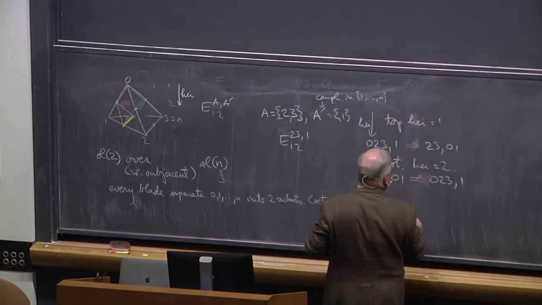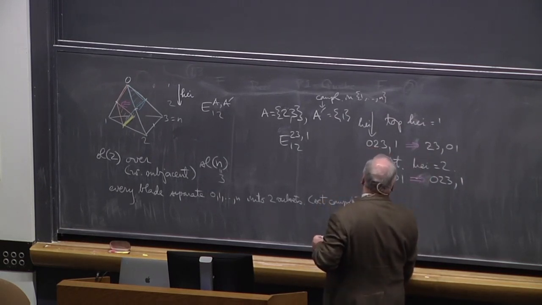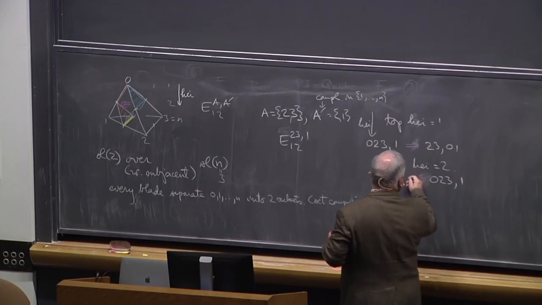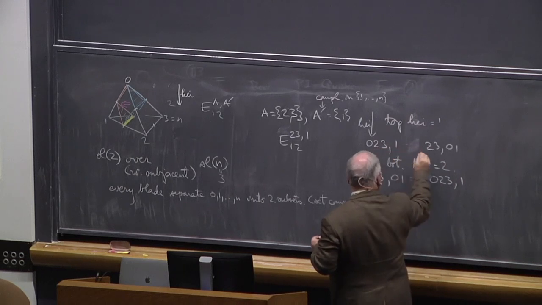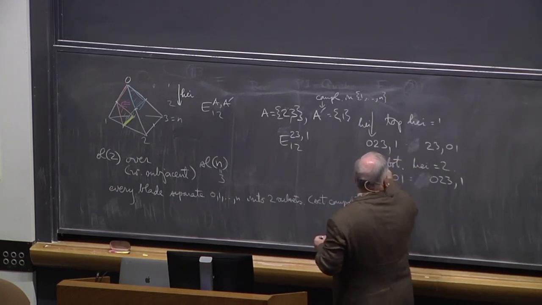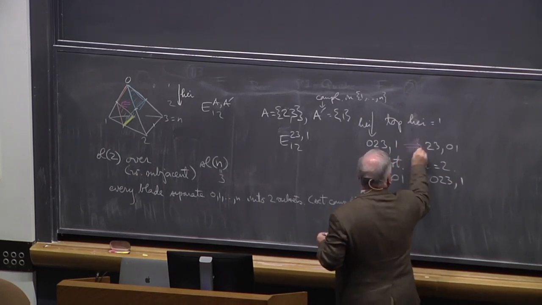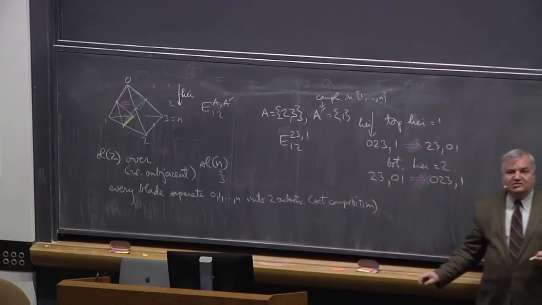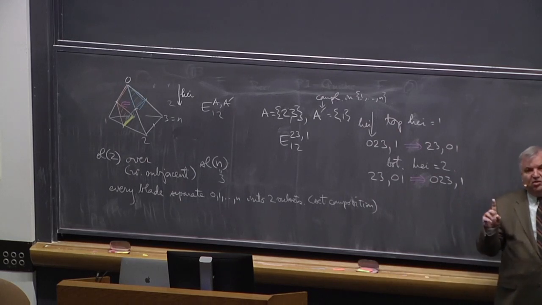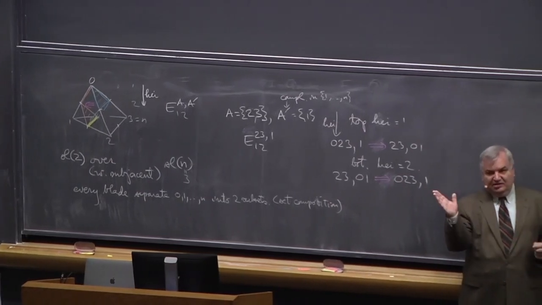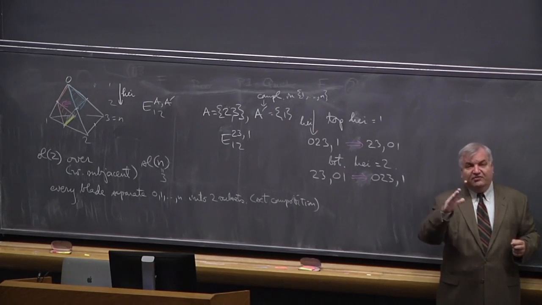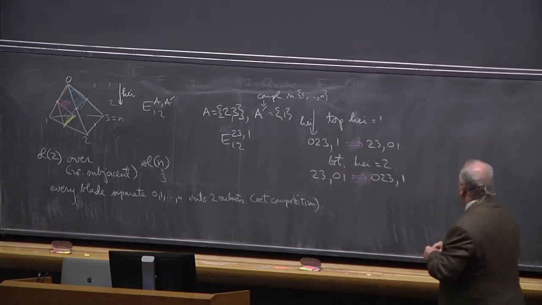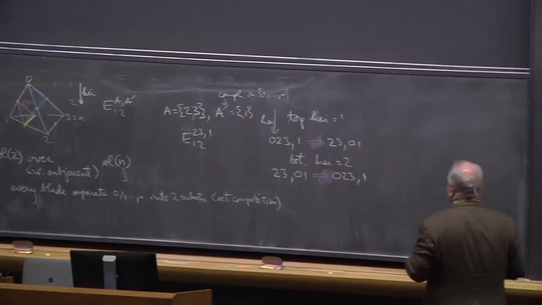So this is a move. Yes, it sends 0, 2, 3, and no, the move was like this, but it's the same, I think. Yes, so it's the same. So this is like that and like that. As you can see, the zero at the top moves from one side to the other, and that flips a blade. Which is the important thing.